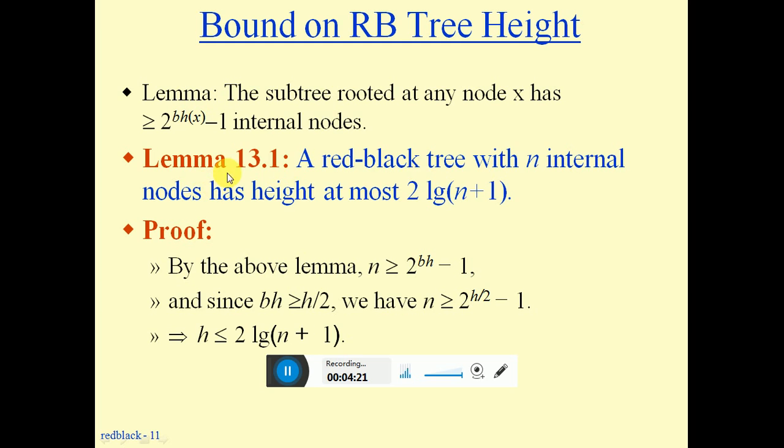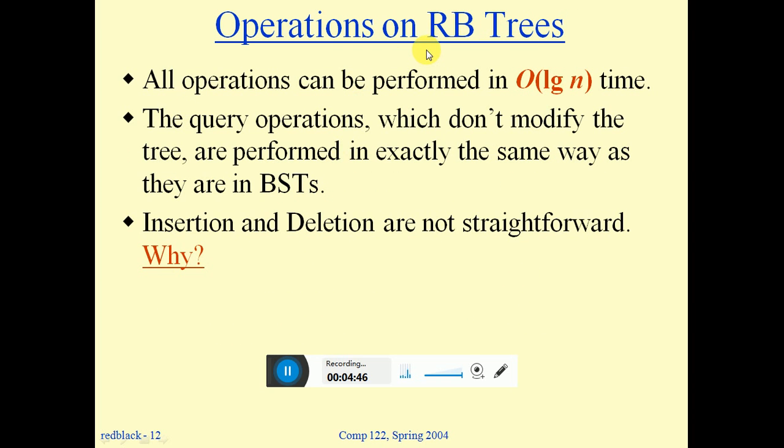Next lemma: a red black tree with n internal nodes has height at most 2 lg(n+1). By the proof above, n is greater than or equal to 2 to the power bh minus 1, and since bh is at least h divided by 2, we have n greater than or equal to 2 to the power h divided by 2 minus 1. All the operations can be performed in O(log n) time. The query operations, which do not modify the tree, are performed in exactly the same way as in the BST. The insertion and deletion are not straightforward.